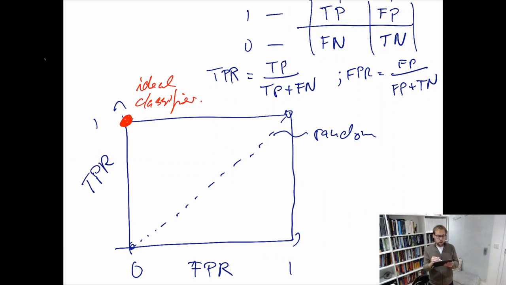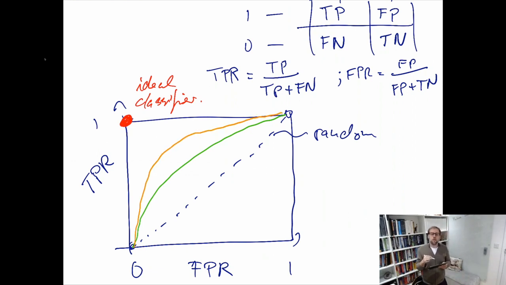My model could look something like this, or maybe I fitted a new model, found a better predictor, and I get something like this. You see that the orange model is closer to the ideal classifier, so the models get better as I move upwards. The random model is the 45-degree line, the green model is a bit better, and the orange model is even better.